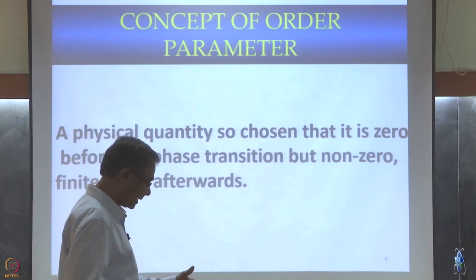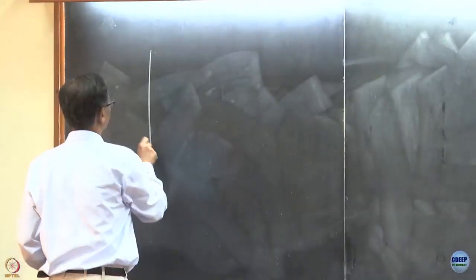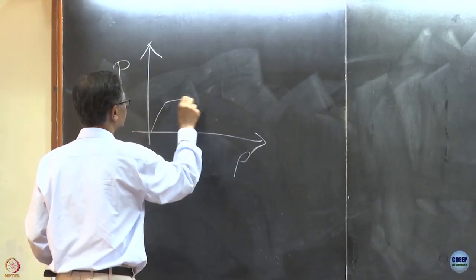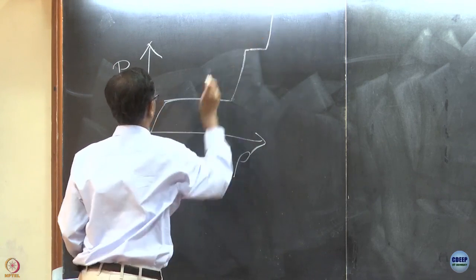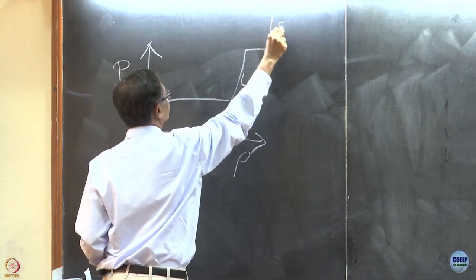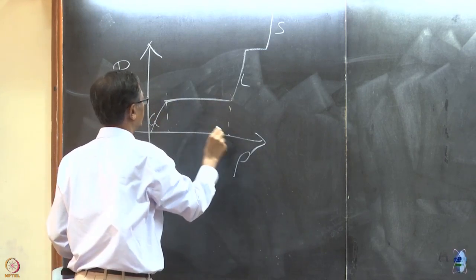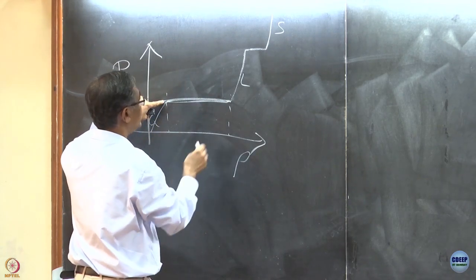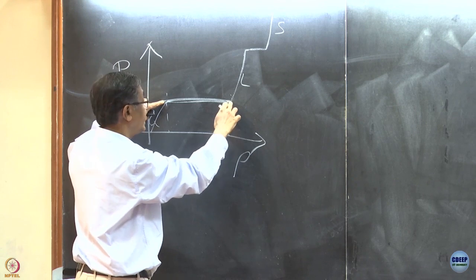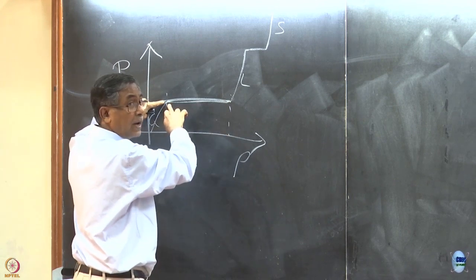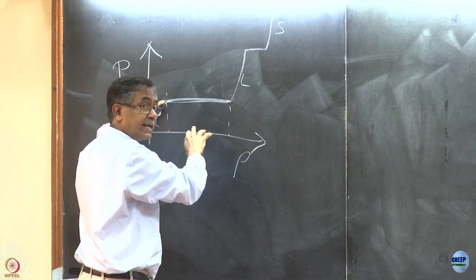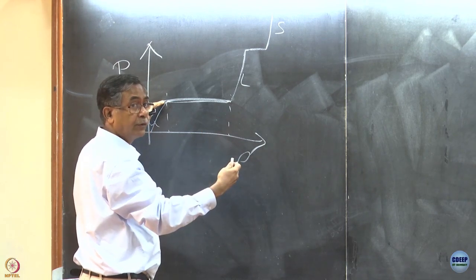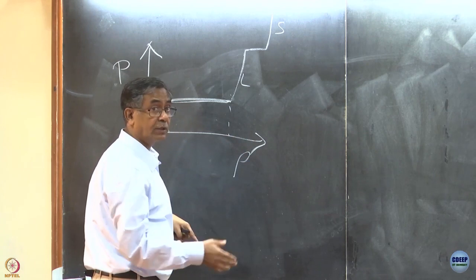For example, if I have a gas to liquid transition, the canonical gas liquid, we'll see it many times, pressure versus density. So this is gas, this is liquid, this is crystal solid, and this is the coexistence. Now the order parameter at a given temperature will be this change in density. That means density rho L minus rho gas will be the order parameter. In a magnetic transition, it is the magnetization that will be the order parameter, because that is zero before the ferromagnetic transition, and non-zero afterwards.